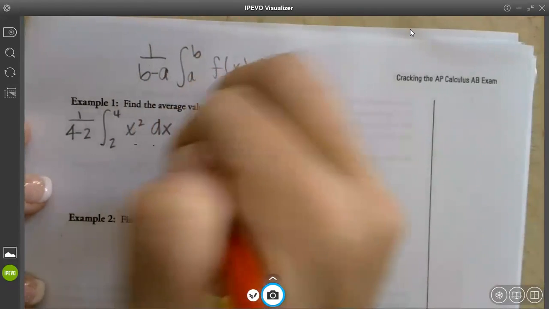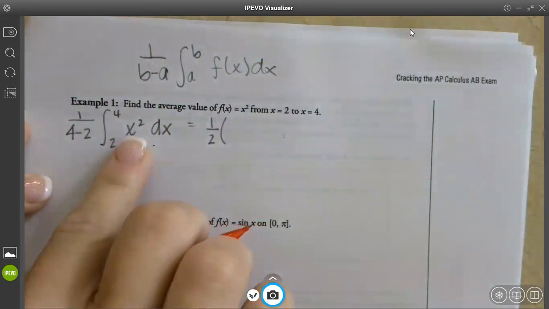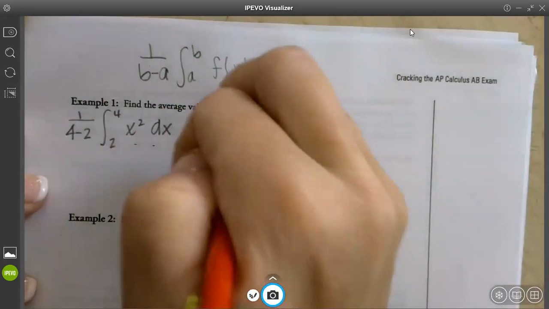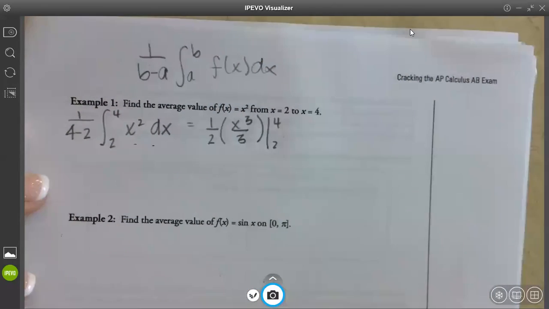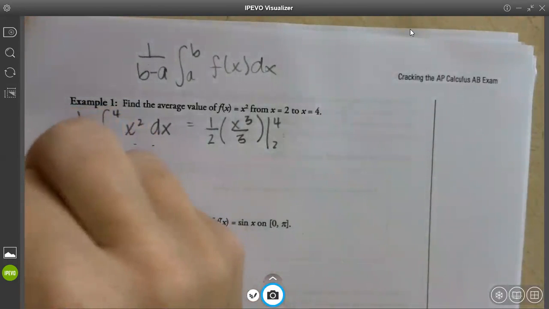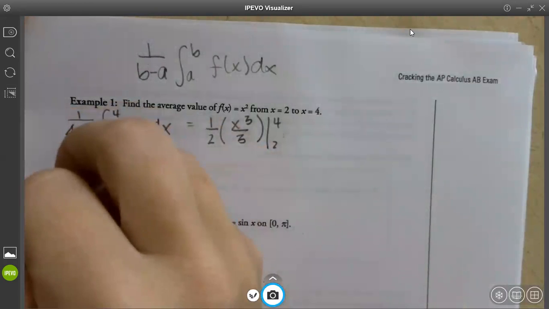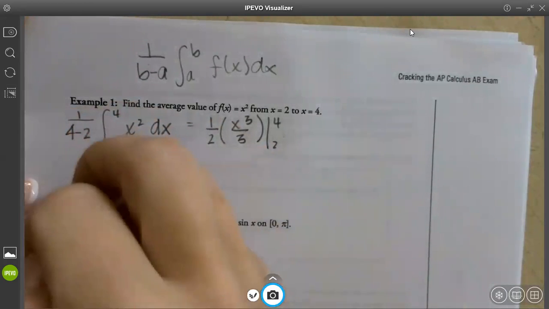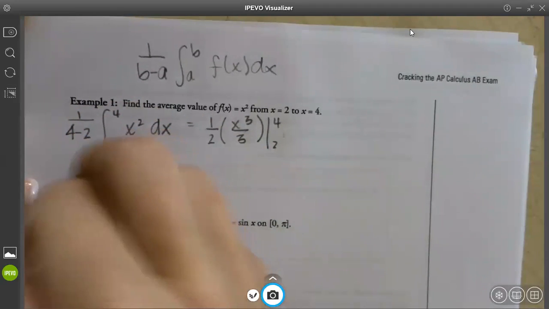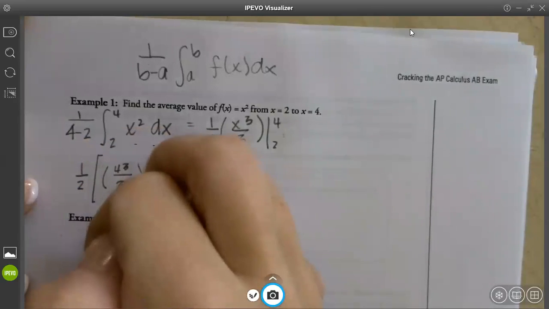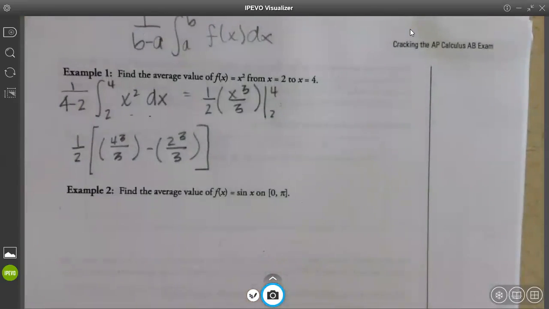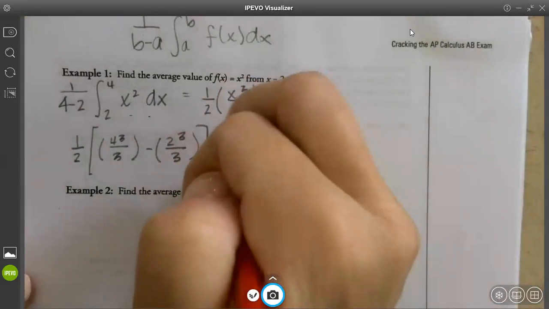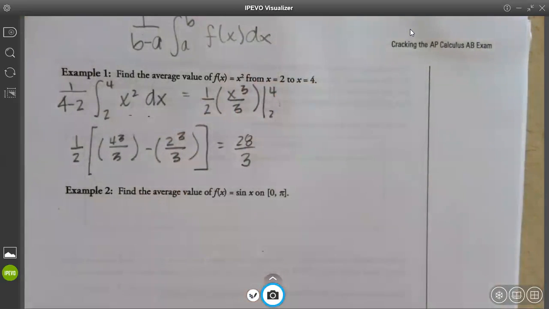We get 1/2 times, what's your integration of x squared? And then we're going to plug in 2 and 4. So we would have 1/2 times 4 to the third over 3 minus 2 to the third over 3. And that would give us 28 over 3.